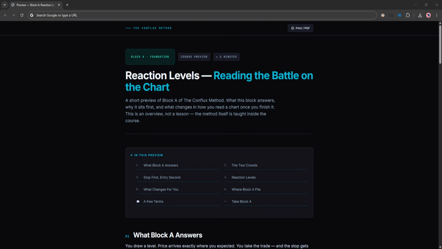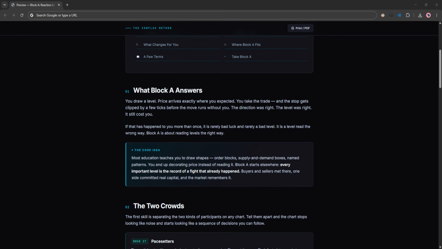Welcome. This is a short preview of Block A of the Conflux method, the first of the 3 blocks that make up the course. A few minutes, no setup required, just enough to see what this block is and whether it's for you. Let me start with a question.